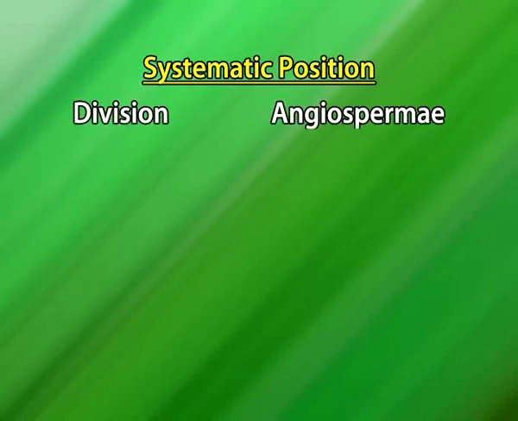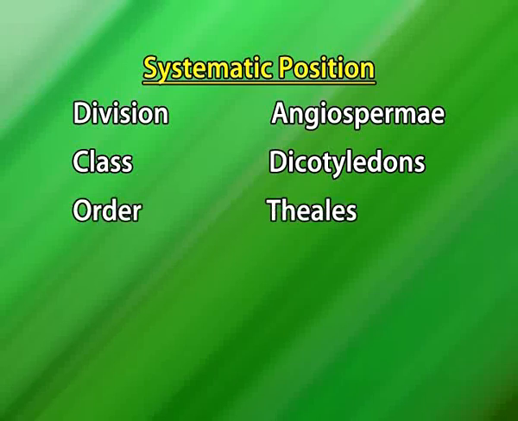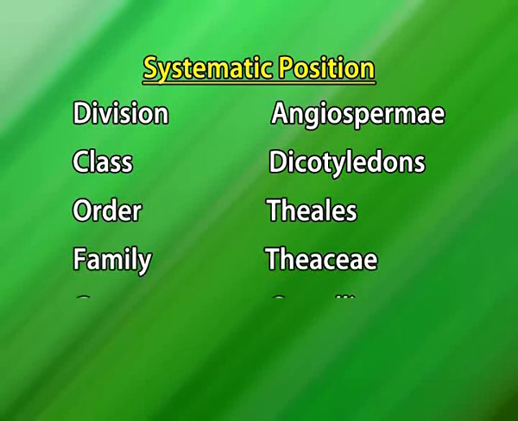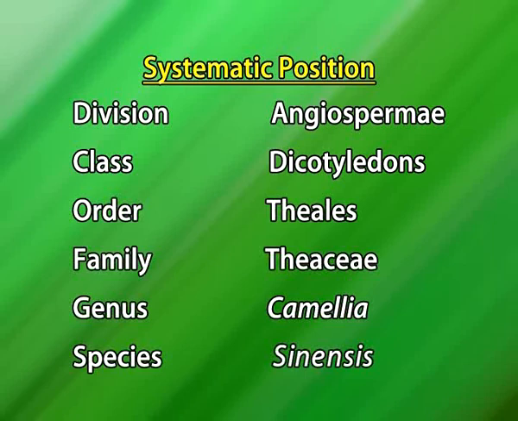Let's know the systematic position of the tea plant, which is Camellia sinensis. This plant belongs to the division Angiospermae, class Dicotyledons, order Theales, family Theaceae, genus Camellia and species sinensis. There are 2 important varieties of Camellia sinensis. These are Camellia sinensis variety assamica and Camellia sinensis variety sinensis.